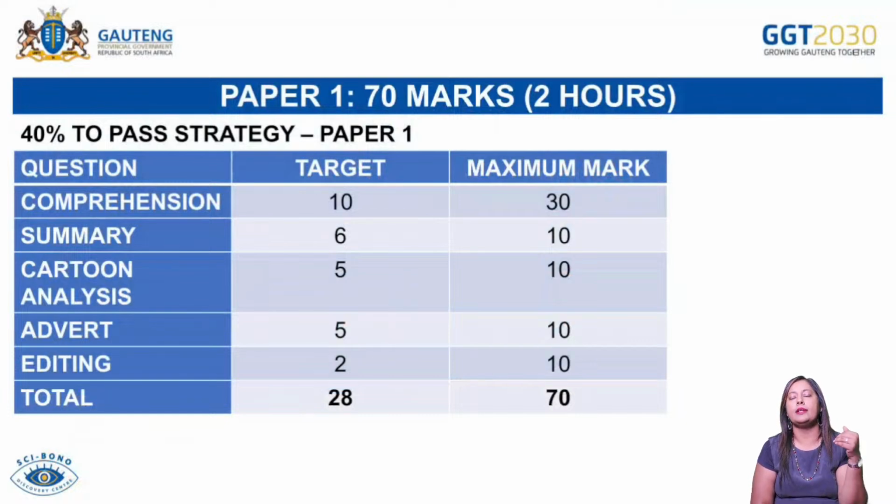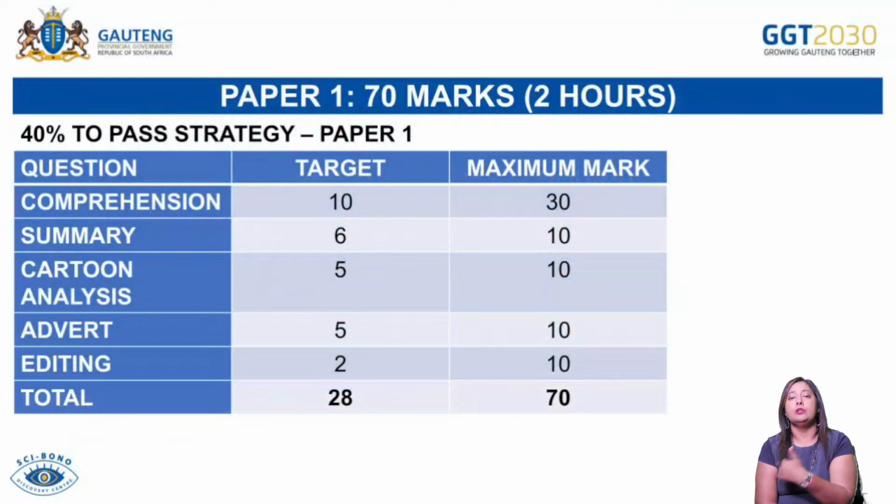Now, if you are that candidate who's doing very well, you're getting 60% and above for the subject, then obviously you don't need to focus too much on the 28 marks, but you're working to move that 30 odd or 40%, 40 out of 70, up to at least 50 or 60 out of 70 for the paper.